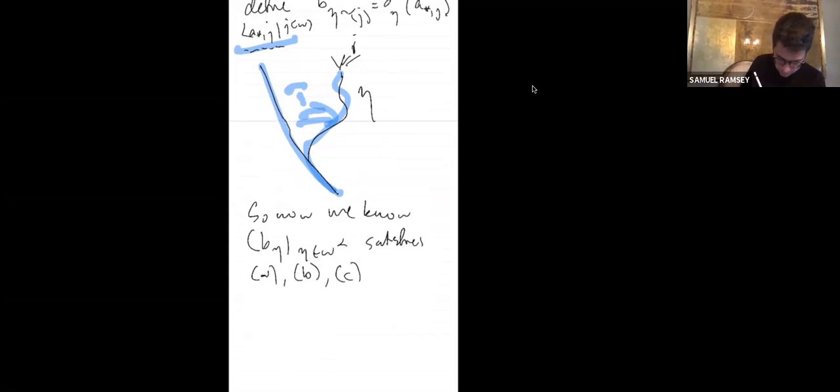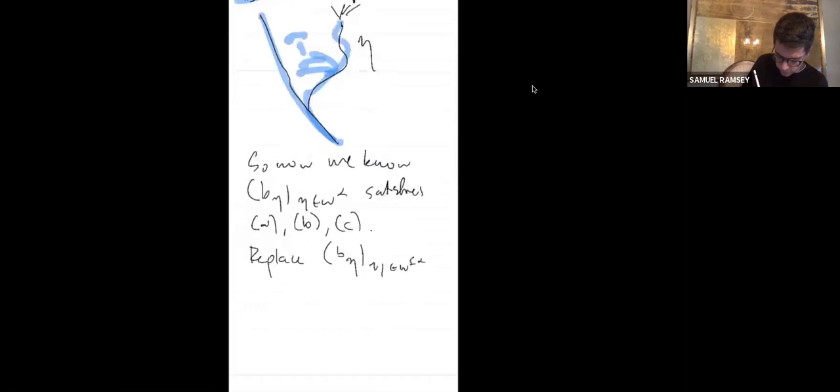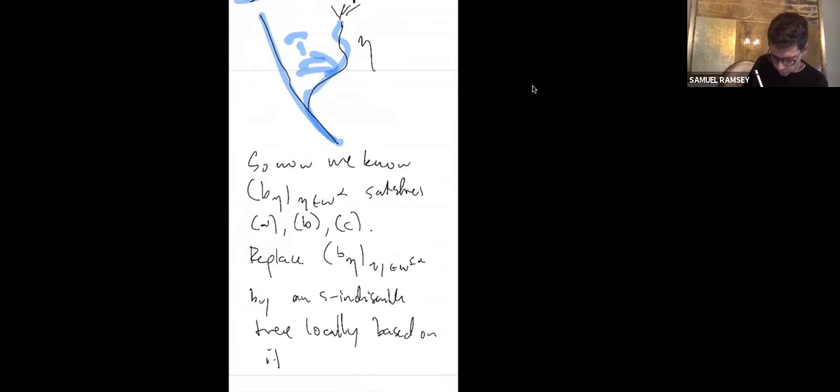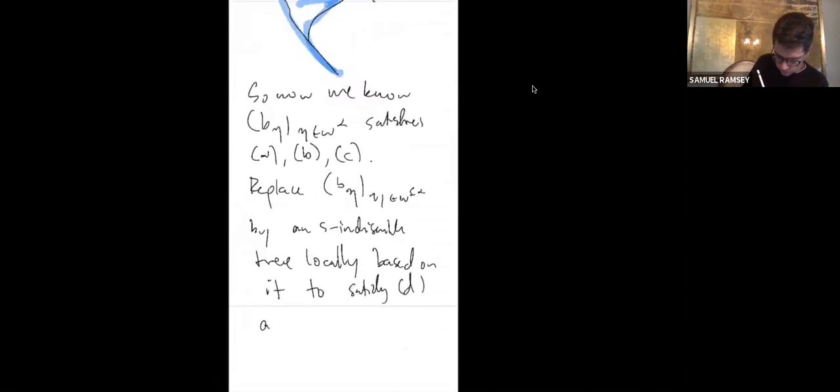replace B eta, eta in omega to the less than or equal to alpha by an S indiscernible tree locally based on it to satisfy D as well. So D just said that it was S indiscernible. Okay, you can do that just by replacing this with something which is S indiscernible, and the properties that you need are clearly preserved. And that's the proof.